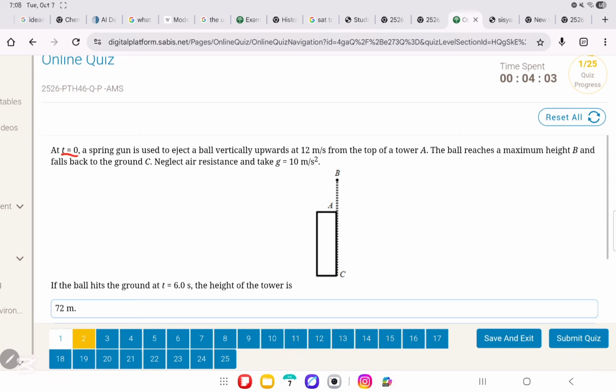At T0, meaning whatever we're going to have is going to be initial, a ball is ejected vertically upwards this much. That means this is velocity initial, velocity at the time being 0. It reaches a maximum height B and then falls to the ground at 10 meters per second squared, which is our G. Now, how do we take the value of our G? Okay, this is what we're going to discuss now. Before we do, we know that the ball hits the ground at a time 6 seconds. So the ball was at A, it went to B, and now it fell down. They want us to find the height of the tower.